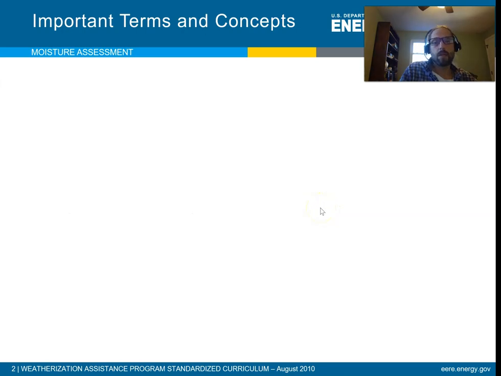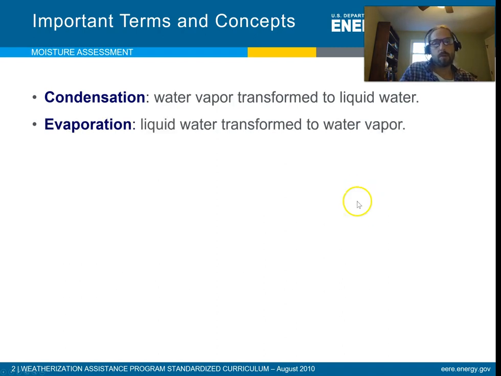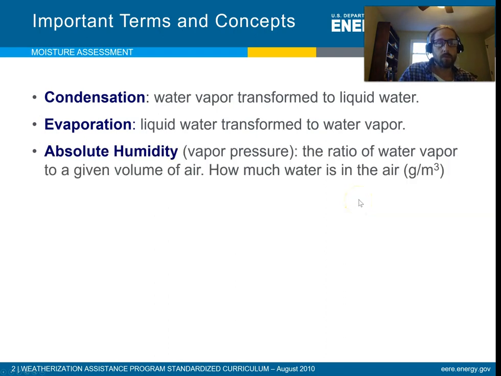So some key terms. These are really important to know. Condensation, you should know this, is water vapor transformed into liquid water. Evaporation is liquid transformed to water vapor. We know this. So absolute humidity is probably a new term for you, unless you've done some of the readings this week, which hopefully you have, or sometimes called vapor pressure.